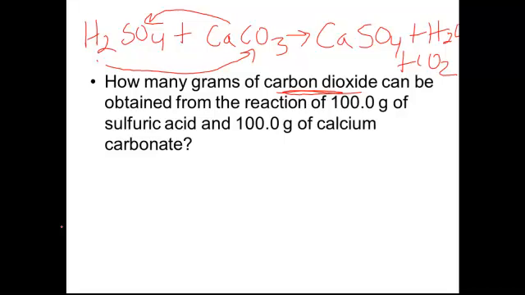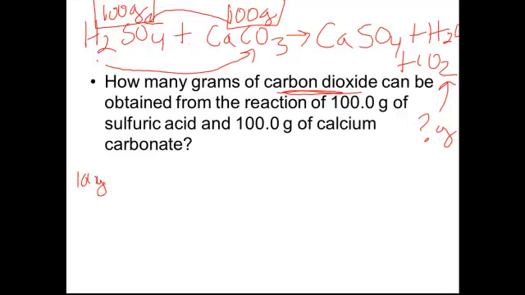All right, so the question is, how many grams of CO2 can be obtained from the reaction? So you've got 100 grams of sulfuric acid, and you've got 100 grams of calcium carbonate. So we know this is a limiting reactant problem because now they're giving us information about both reactants. And we have to figure out which one's going to run out first. It doesn't matter which one you start with. Let's start with our 100 grams of H2SO4.